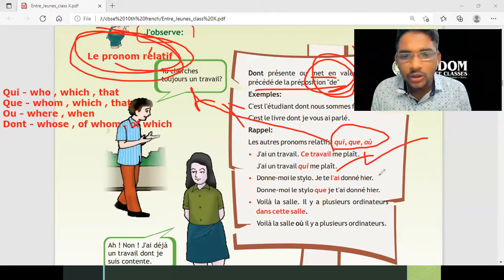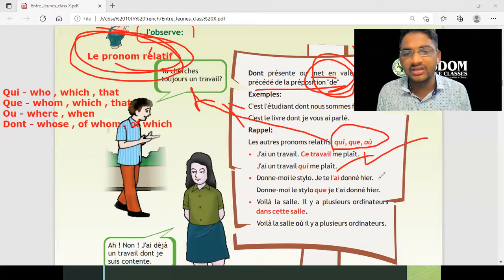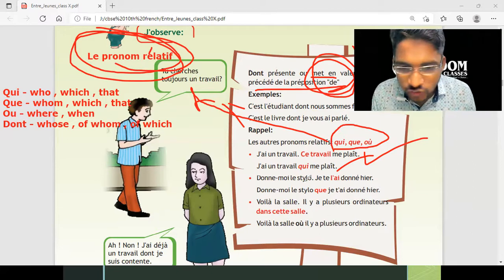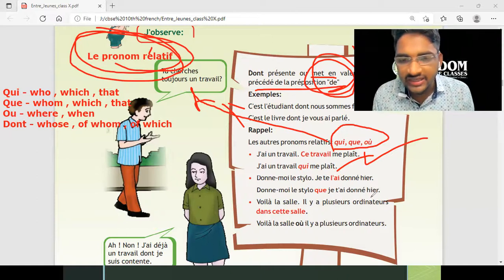Okay, students. Donne-moi le stylo. Give me the pen. Je l'ai donné hier. I gave it yesterday evening. So what is written? Again, students, what is common over here? Look here, the l apostrophe, the direct object, that is common. So give me the pen which I gave you yesterday.